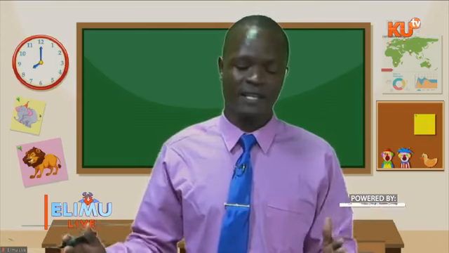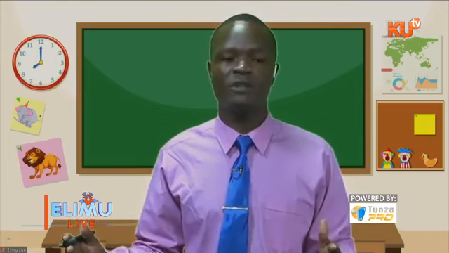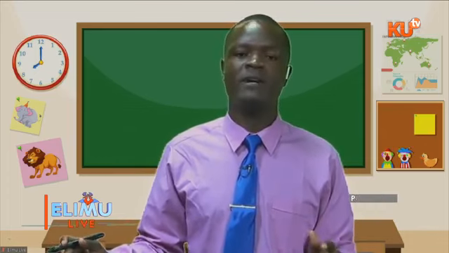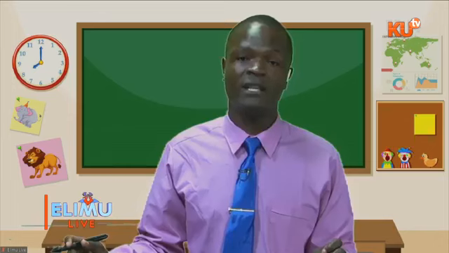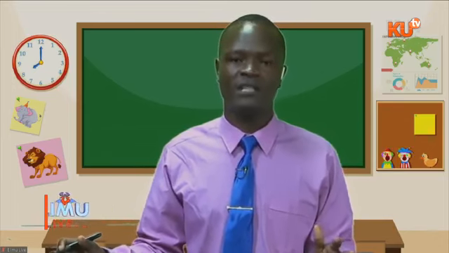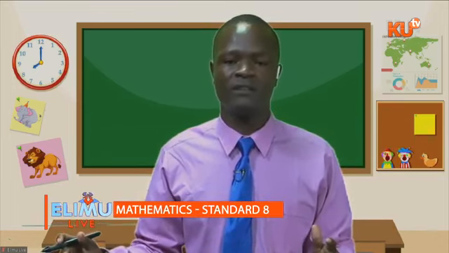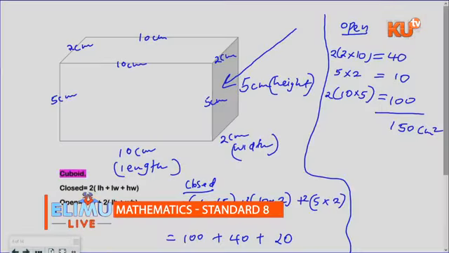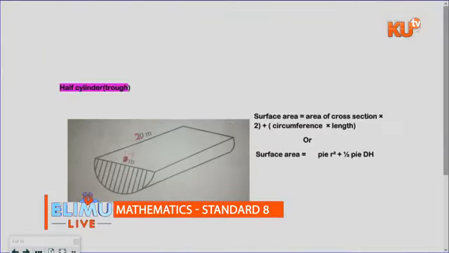And then, like I said earlier, to find the area of a cuboid, you need to identify the measurements of each side. Remember, a cuboid is made up of rectangles. So you find the area of each rectangle. After finding the area of each rectangle, then you add all of them together. Okay, let me take you through the next example.